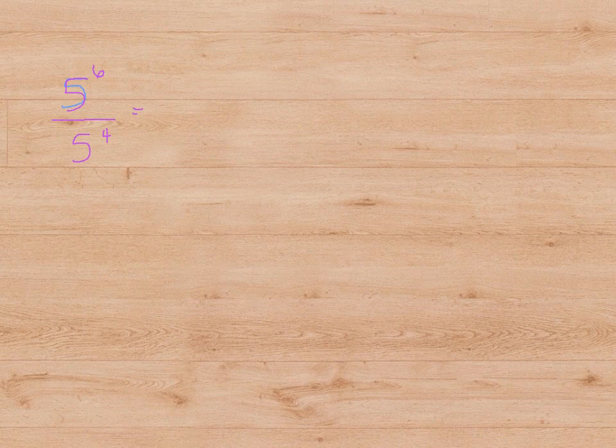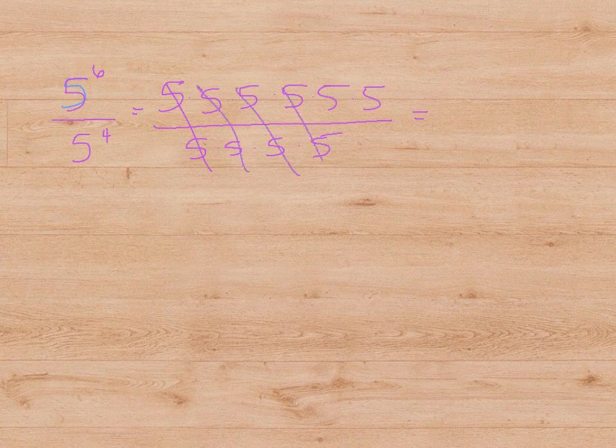Well, we realize that 5 to the 6th is exactly the same as 5 times itself 6 times. And 5 to the 4th is 5 times itself 4 times. And when we go to simplify, since we are working with multiplication and division, and those are inverses of one another, we can cancel out any operation where multiplication and division are happening as long as it's the same value. So each of these sets of 5s can be reduced out. So we're left with 5 to the 2nd power, which equals 25.